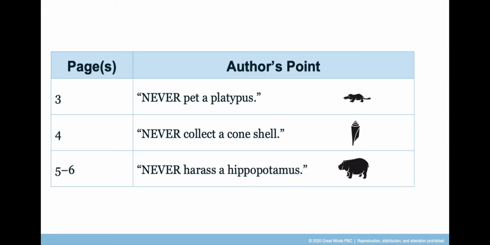Maybe you talked about how the author is telling us to stay away from certain animals or that some animals may be dangerous. Put your thumb up if you talked about something similar. Next, we'll practice including the author's point in the topic statement.